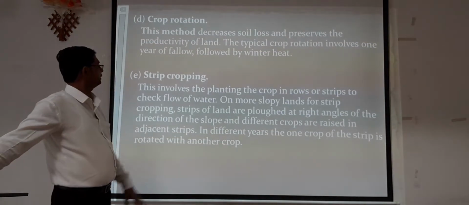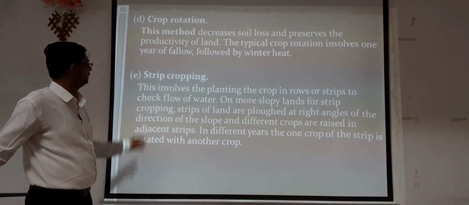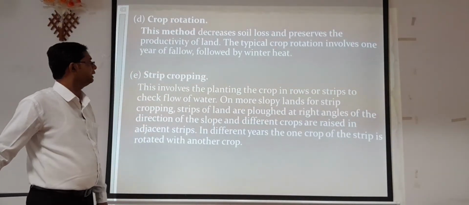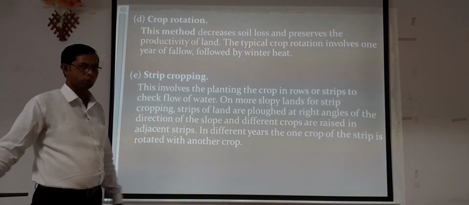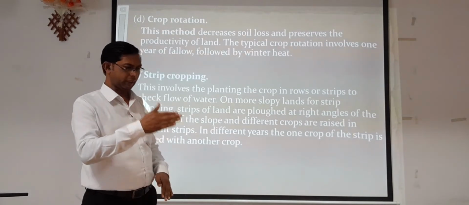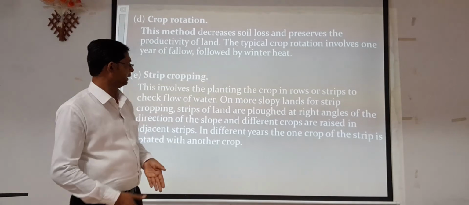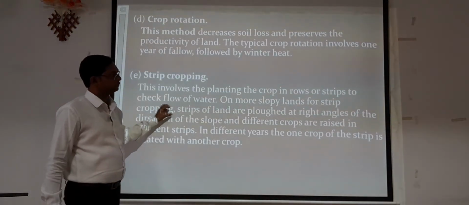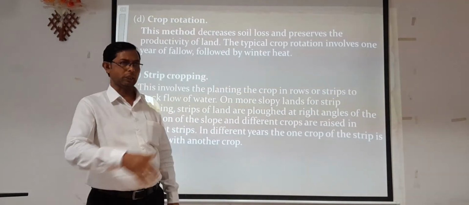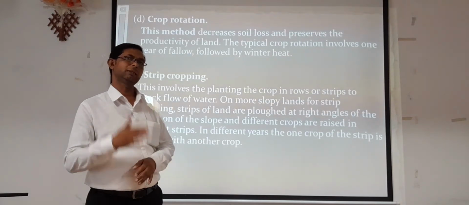Along with that, then another most important thing, that is the strip cropping. Strip cropping, what is strip cropping? It involves planting the crop in rows or in strips to check the flow of water. साध्या भाषेत सांगायचं तर पाणी जे स्लोप वरून वाहून जाणार आहे त्या पाण्याला थांबवण्यासाठी स्ट्रिप्स तयार केले जातील, छोटे छोटे खड्डे तयार केले जातील, आणि त्या खड्ड्यांमुळे किंवा त्या स्ट्रिप्समुळे जे वाहून जाणारं पाणी आहे जोराने ते त्या खड्ड्यांमध्ये थांबेल आणि सॉइल इरोजनचा जो रेट आहे तो इरोजनचा रेट कमी केला जाईल.